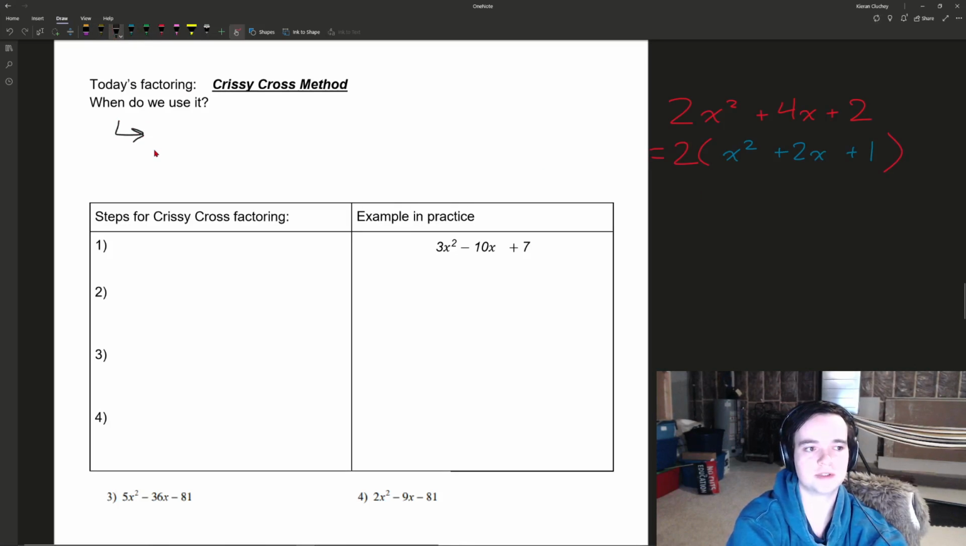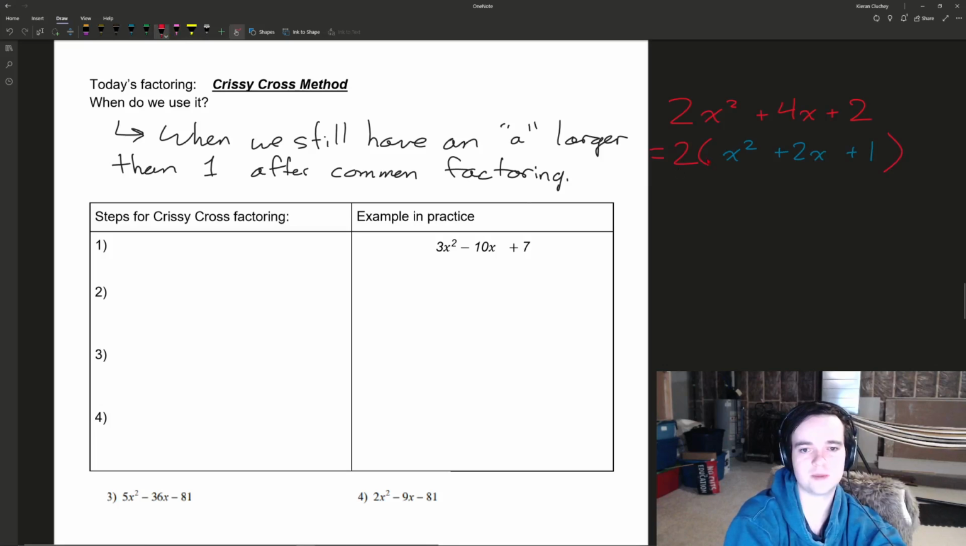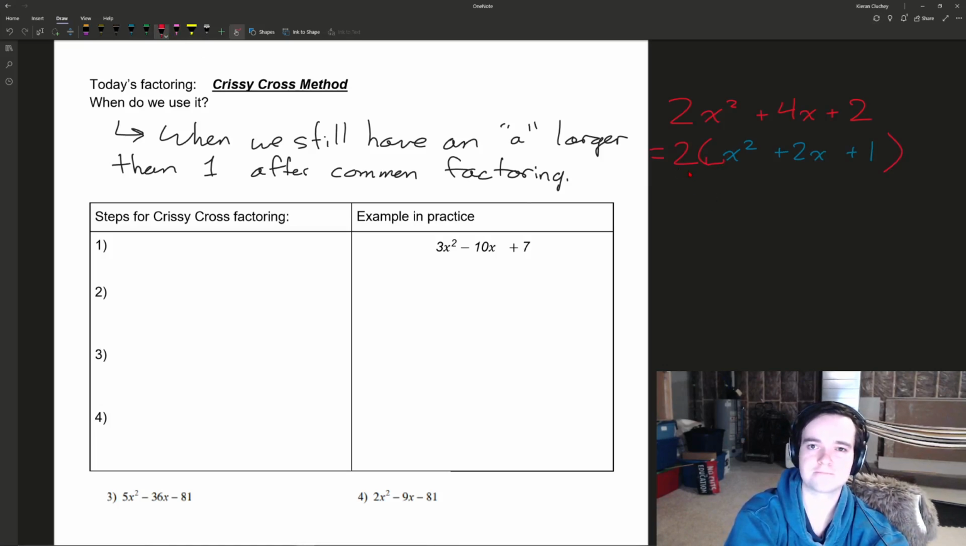So when do we use the criss-cross method, as we call it? Use it when we still have an a larger than 1 after common factoring. So what happens if you still have a number here even after you common factor?